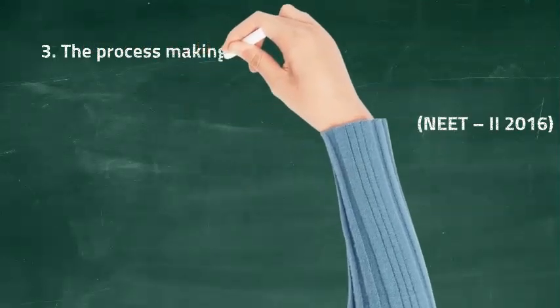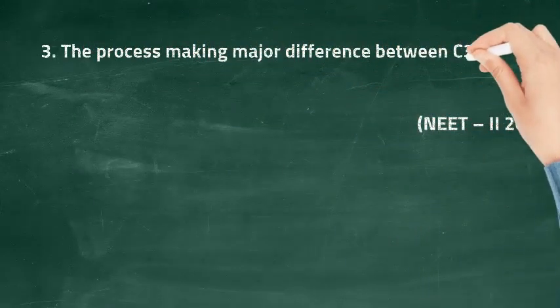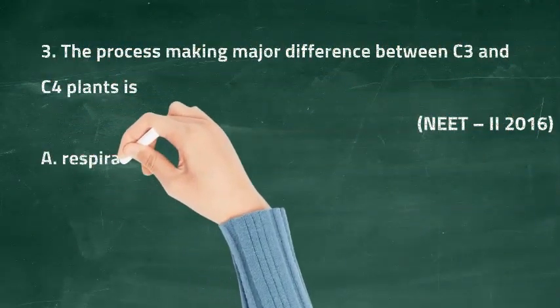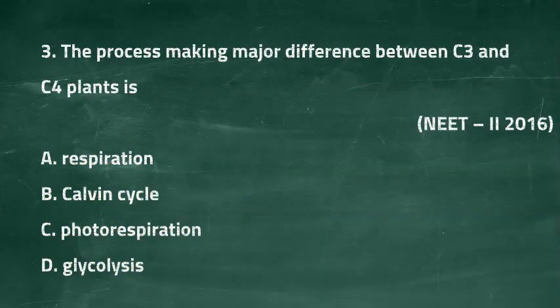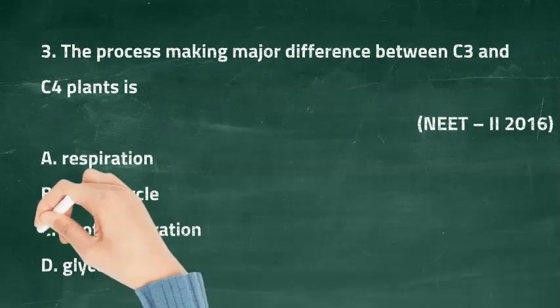Question third. The process making major difference between C3 and C4 plants is: option A is respiration, option B is Calvin cycle, option C is photorespiration and option D is glycolysis. So the right answer for this question is option C, photorespiration.